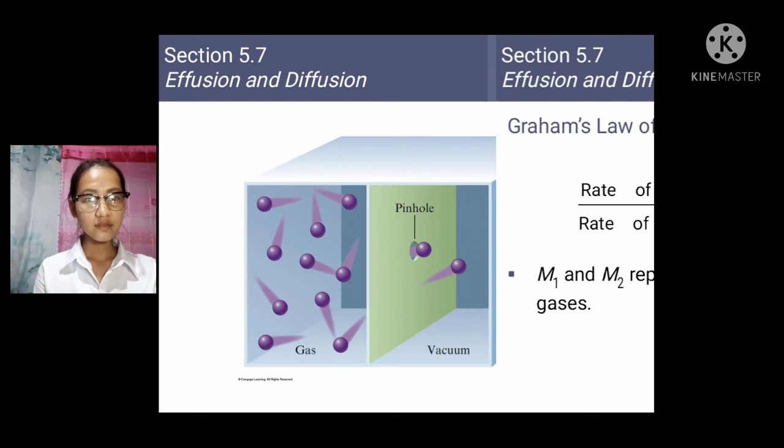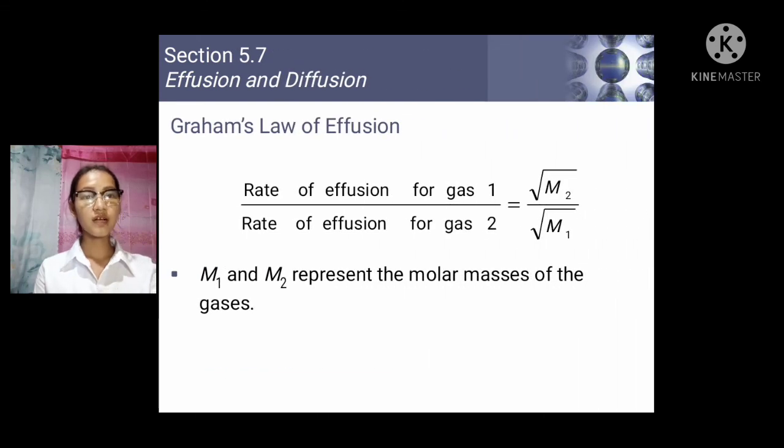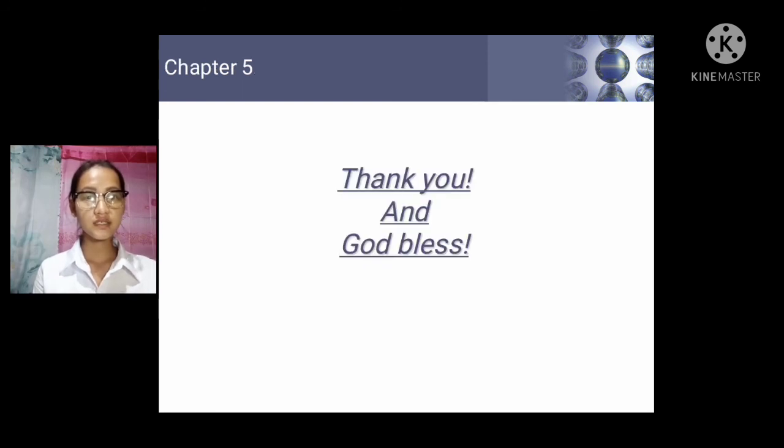So next is Graham's law of effusion. Rate of effusion for gas 1 over rate of effusion for gas 2 is equal to the square root of molar mass sub 2 over the square root of molar mass sub 1. Molar mass sub 1 and molar mass sub 2 represent the molar masses of the gases. So that's all for effusion and diffusion.